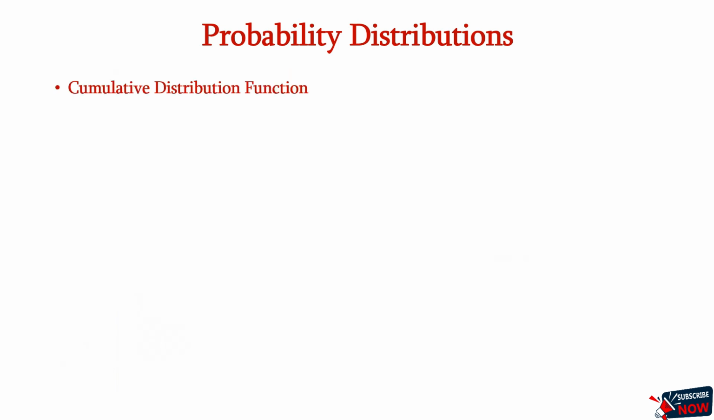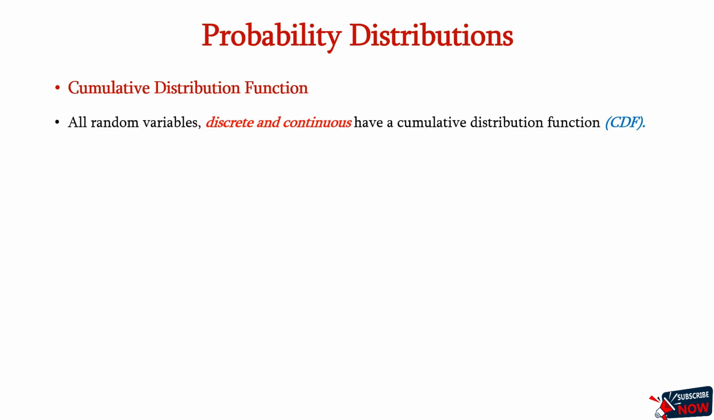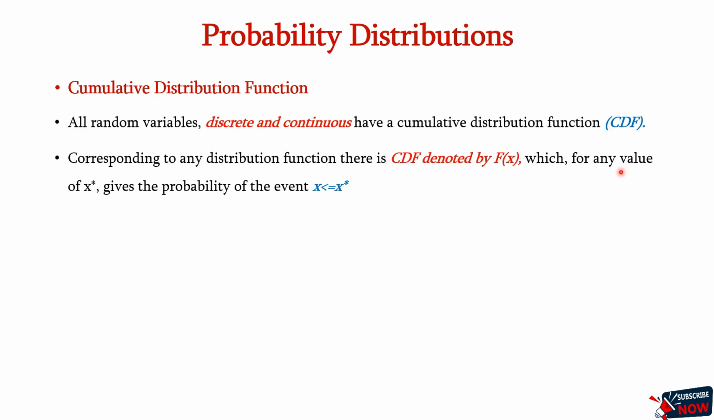Finally, let us see about cumulative distribution function. All random variables, discrete or continuous, will have the cumulative distribution function, which is represented as CDF. Corresponding to any distribution function, there is a CDF denoted by F of x, which for any value of x star gives the probability of the event as x less than or equal to x star.